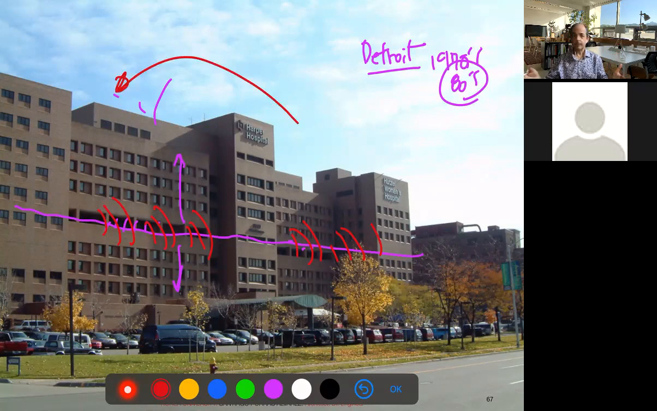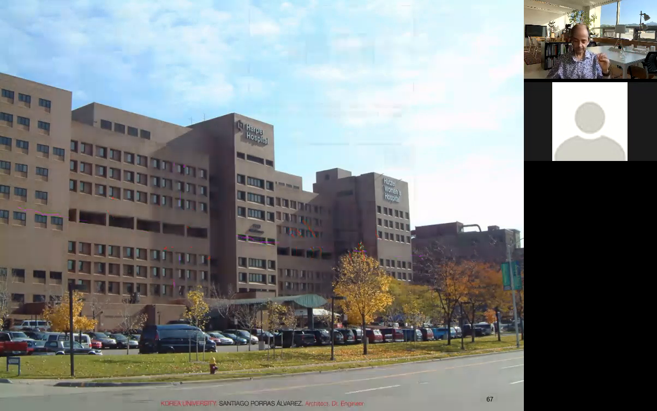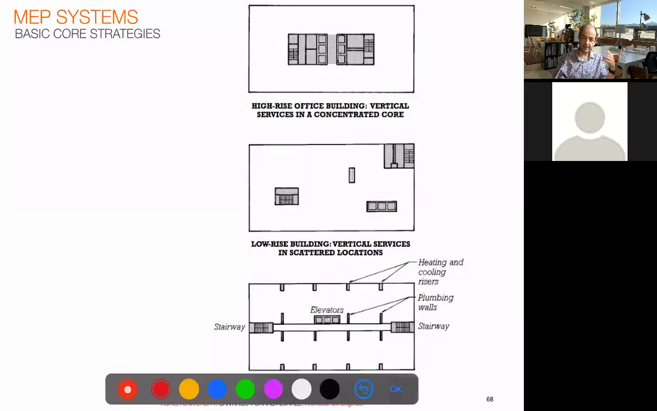The sound is like being in an airport with all the noise of the airplanes. So careful with this. And then I collected basic core strategies. We don't need to explain because we commented a lot of things. We commented before in terms of structure.